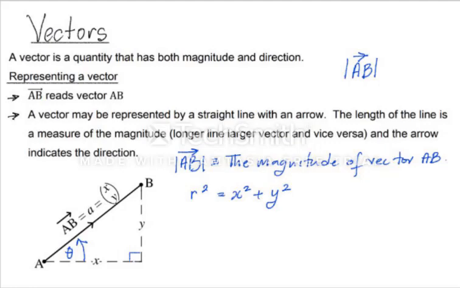The opposite of square is square root. So R would be equal to the square root of x squared plus y squared. So the magnitude of vector AB, R, is given by the formula R is equal to the square root of x squared plus y squared. All right, we'll get back to the whole issue of the magnitude of a vector.